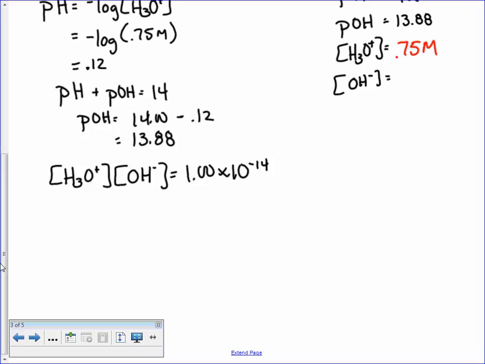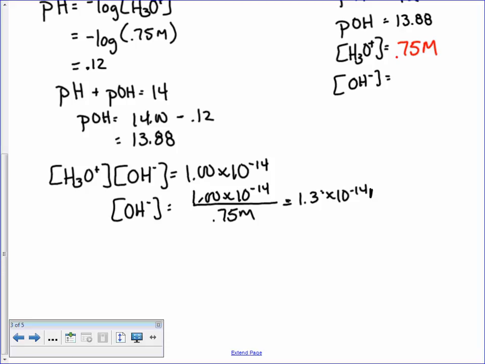But if we want hydroxide concentration, we'll do 1 times 10 to the negative 14 divided by 0.75 molar, which is the concentration of the hydronium. And that gives us a hydroxide concentration of 1.3 times 10 to the negative 14 molar.